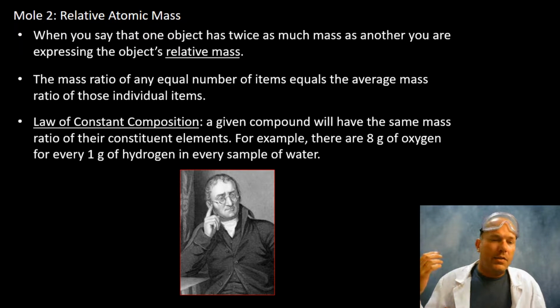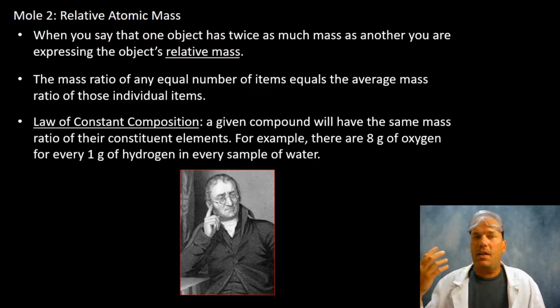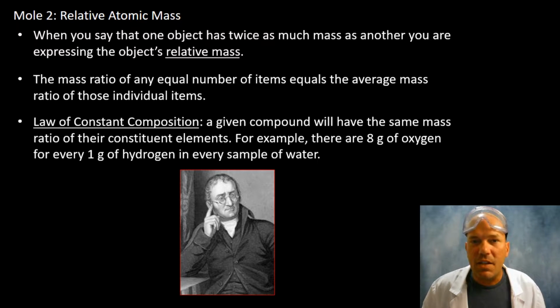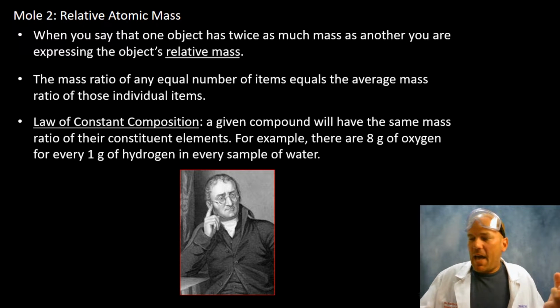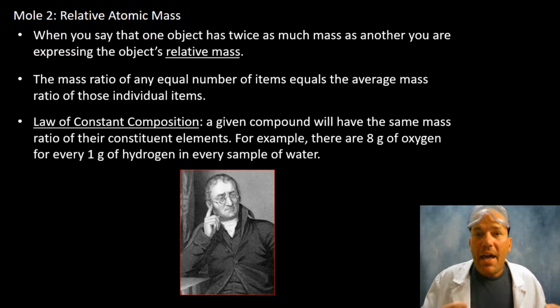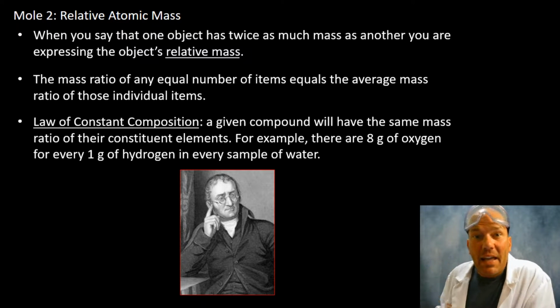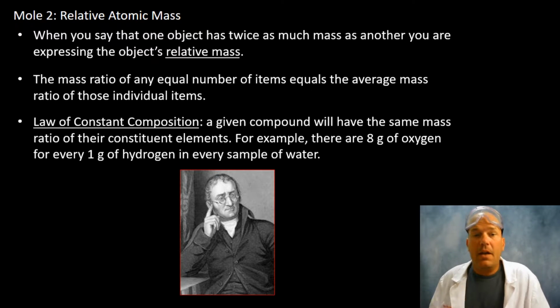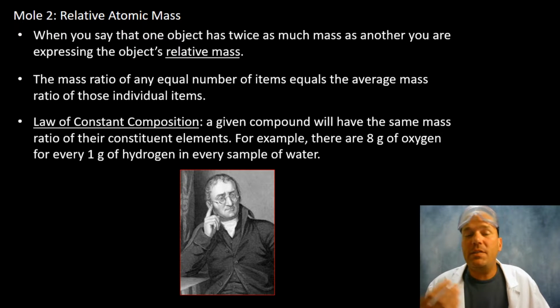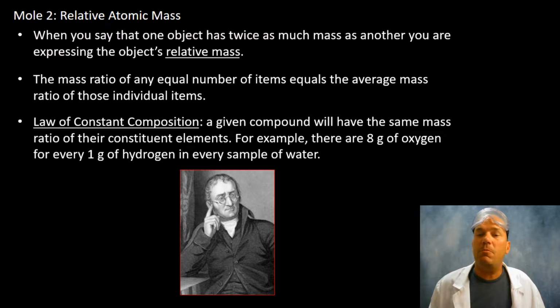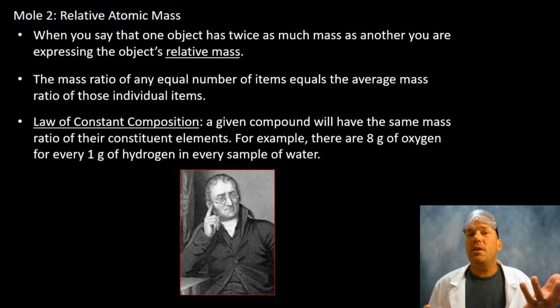And so this is John Dalton. He was an English scientist, and through the law of constant composition, he really gave support for the concept of an atom. He bridged the gap between what we can do in lab and what we cannot see, i.e. the atom. This law basically states that a given compound will have that same mass ratio as its constituent elements.